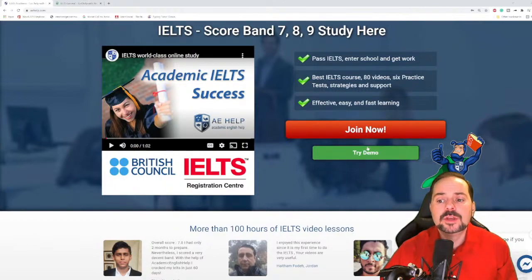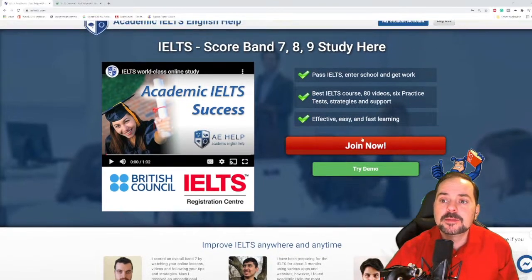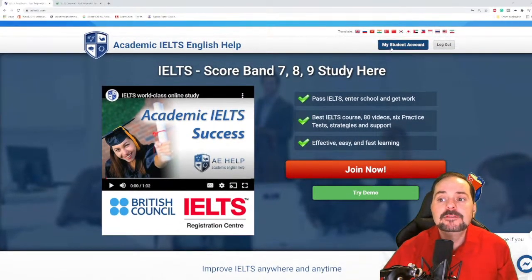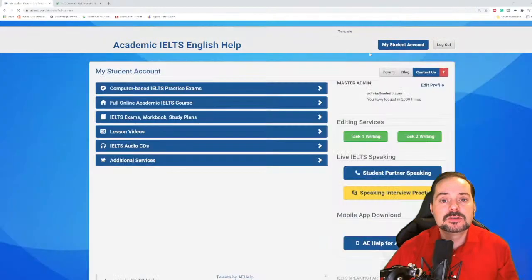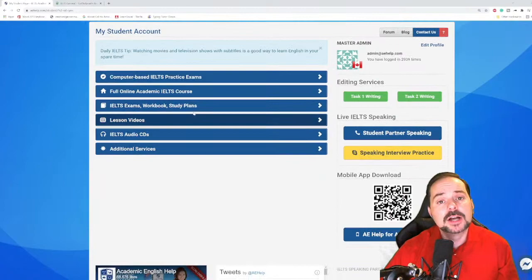So when you click on this button, you can create a user. It's really easy. It just takes your name and your email. And then you have a My Student account. And again, members especially, I'm going to ask for some volunteers today. So please do this if you haven't already. When you have a My Student account, you have lots and lots of different options. You have computer-based IELTS practice exams. You have a full online course, lots of video lessons, etc.